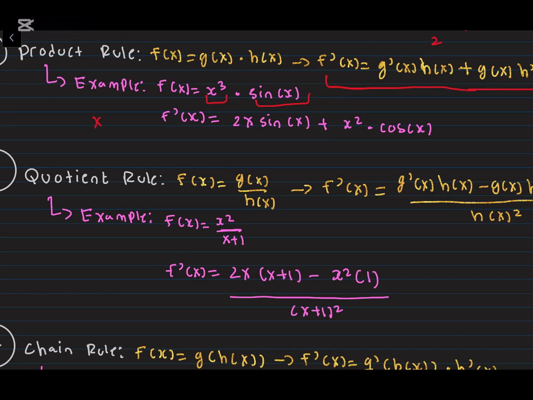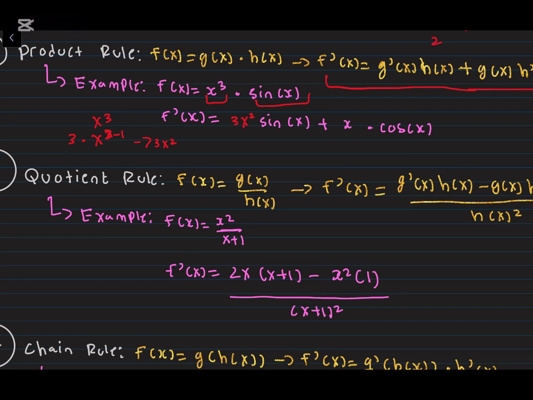So you have x cubed. What is the derivative of g of x? The derivative of x cubed should be 3 times x squared, right? Why? Because this is 3 minus 1. So this is 3x squared. So let's fix this mistake here. So this should be 3x squared, and this should be 3x squared.